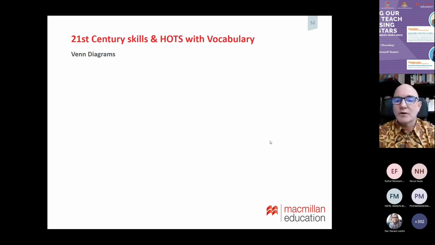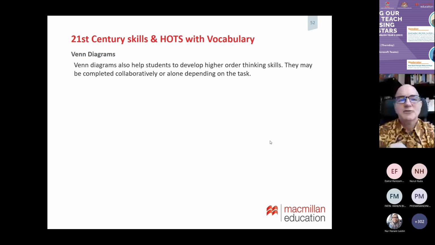Now, when we think of higher order thinking skills with vocabulary, I like to use something called Venn diagrams. Now, you've probably seen Venn diagrams before, and they really do help with higher order thinking skills. And I wanted to introduce this to you because we have vocabulary throughout the whole of the book. We often categorize vocabulary into what we call lexical sets, but we can come up with creative ways where we can also categorize vocabulary in different ways. We can use Venn diagrams as a communicative activity as well.